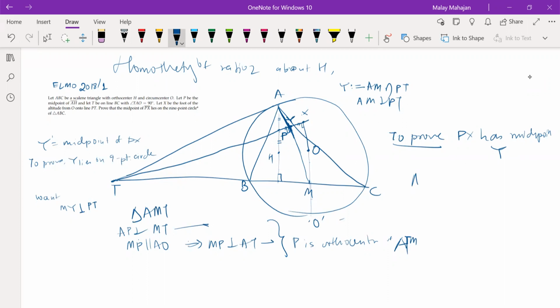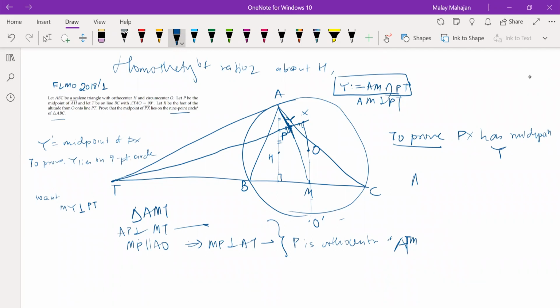Yeah, exactly. Okay, so I'll repeat once. We define Y to be AM cap PT. In triangle AMT, we already have AP perpendicular to MT, and MP is parallel to AO, and as AO is perpendicular to AT, MP is perpendicular to AT. So these two perpendicular conditions give that P is the orthocenter of AMT, which implies that AM is perpendicular to PT. So Y is the foot of the T altitude in this triangle, and they have asked to prove that it lies on the 9-point circle.